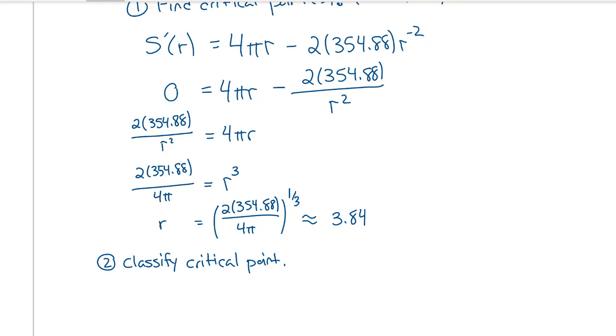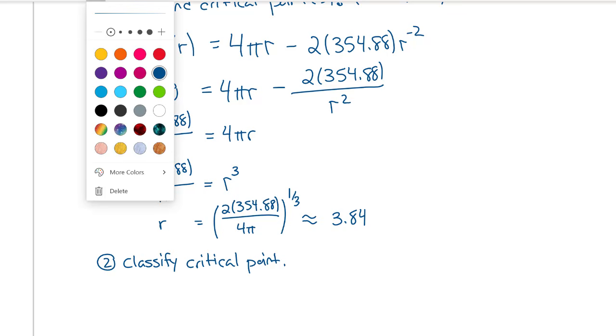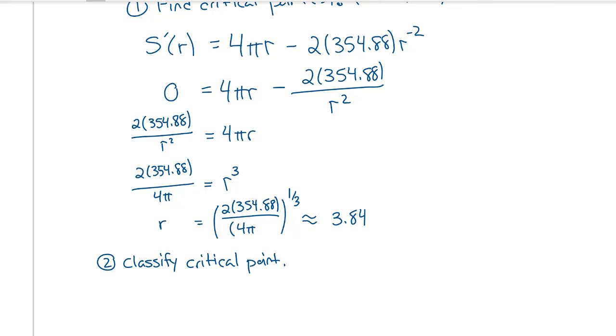So remember, when you're entering this into your calculator, to put parentheses around the denominator term, so around the 4 pi. Otherwise, it will just divide by 4 and then multiply by pi, and also to put parentheses around your exponent term, the 1/3 in this case.